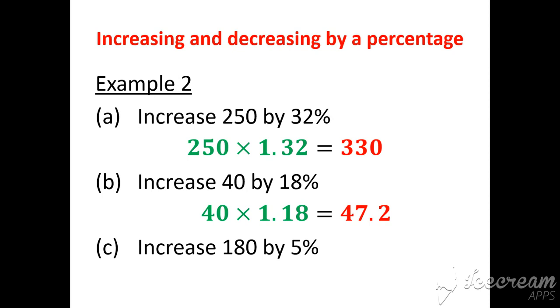And finally, part C, if I want to increase 180 by 5%, be careful, don't multiply it by 1.5. It's one of those tricky percentages that are less than 10. So I'm going to multiply it by 1.05. 180 times 1.05 gives me the answer of 189.